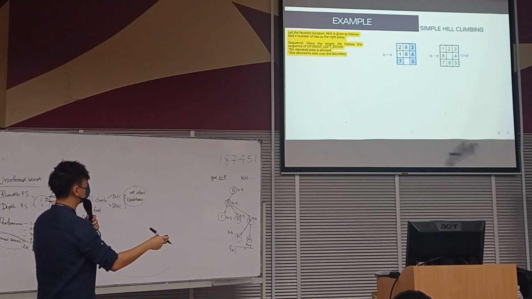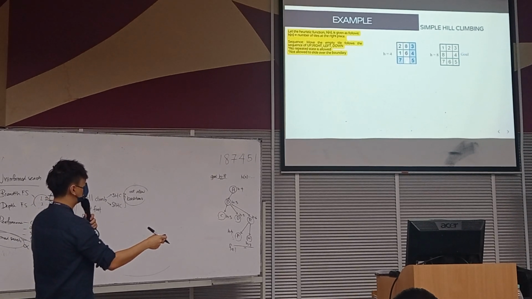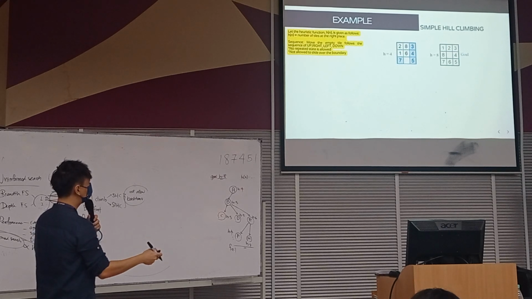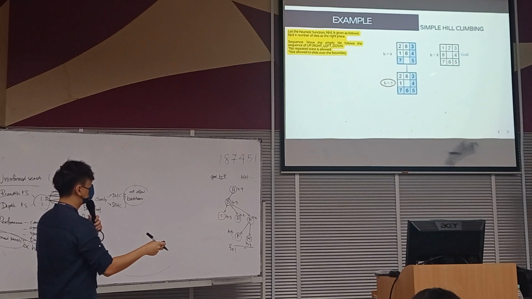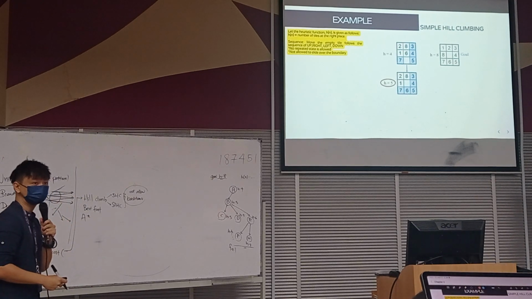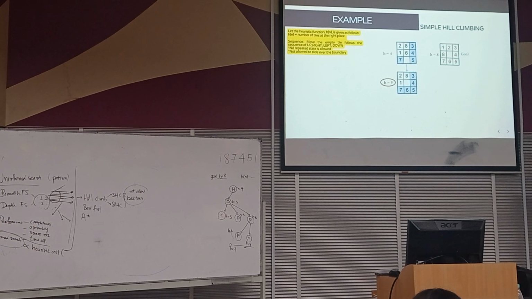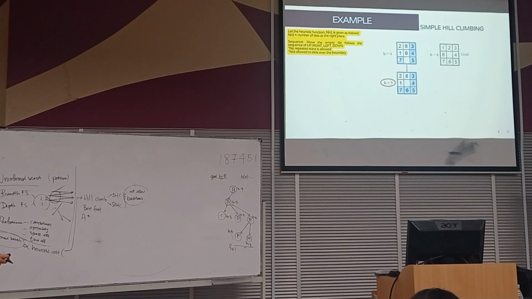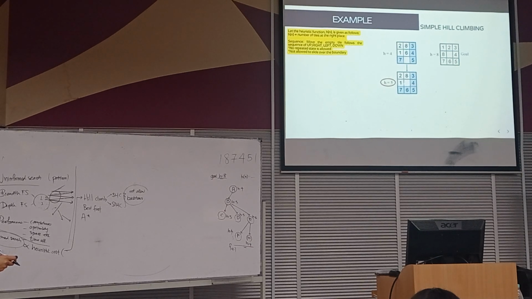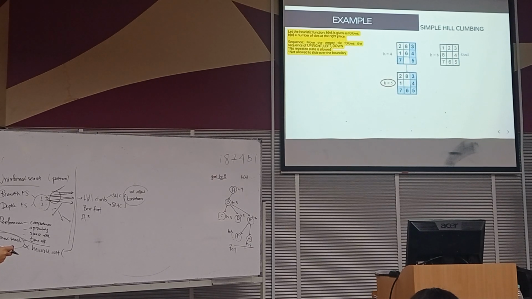We have to move the empty tile up. If you move up, this 6 will go down. So if 6 goes down, we compare again. We have 1, 2, 3, 4, 5. 5 correct tiles compared to the goal state, right? So we have 5 here. 5, is it better than 4? Yes. So what we'll do here is continue to move the tile up.